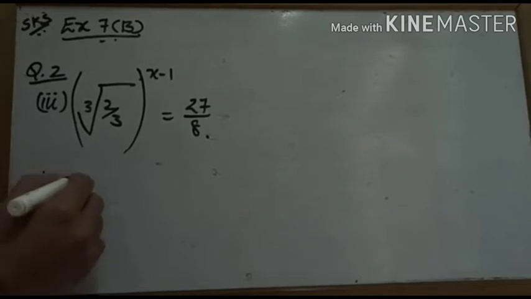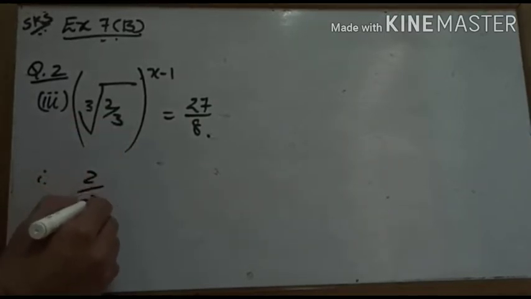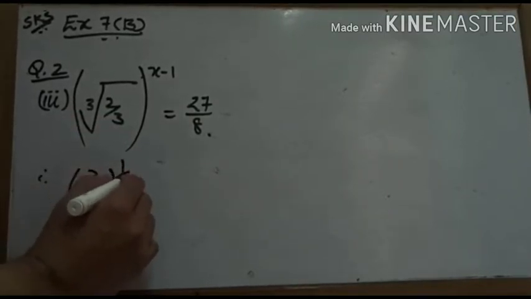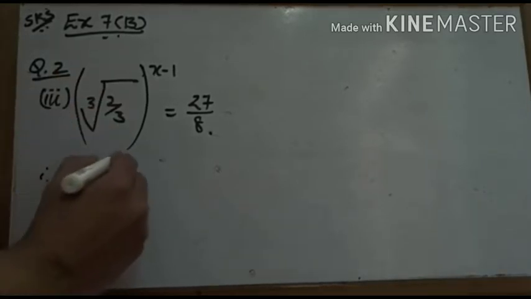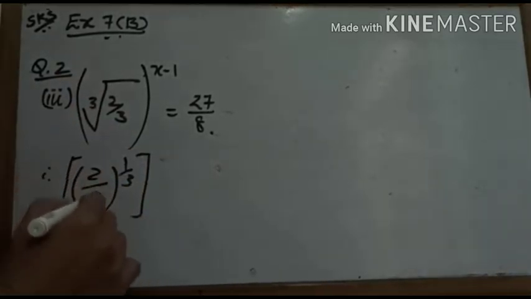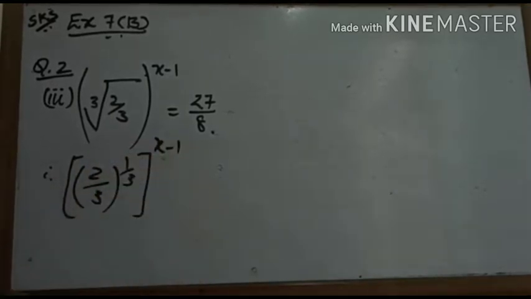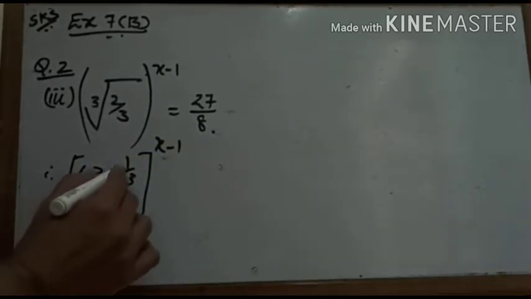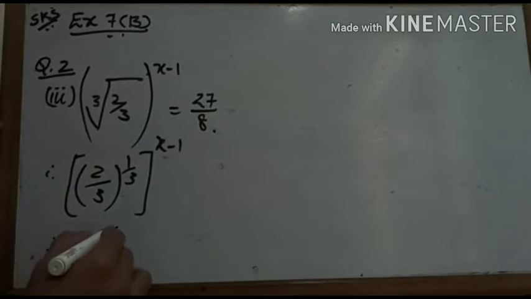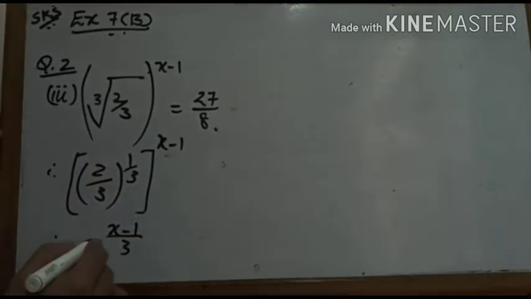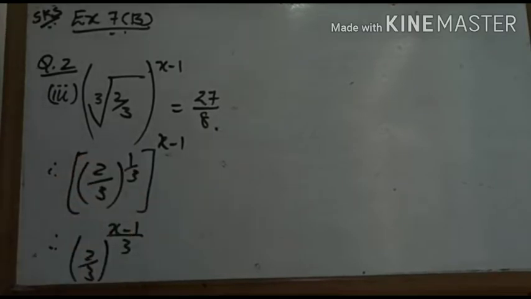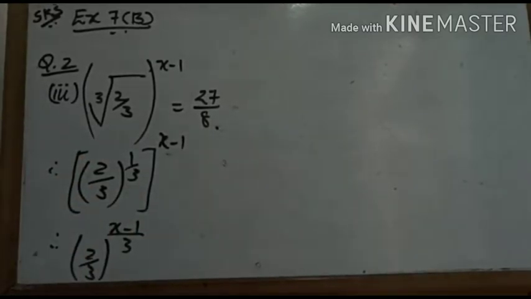So first of all, I will look at this part. I can write down (2 upon 3) whole raised to 1 upon 3. Instead of writing it as the cube root, I have written the power as 1 upon 3, whole raised to x minus 1. So the left hand side becomes 1 into x minus 1, which is x minus 1 upon 3, and the base remains 2 upon 3. So it is (2 upon 3) whole raised to (x minus 1) divided by 3.